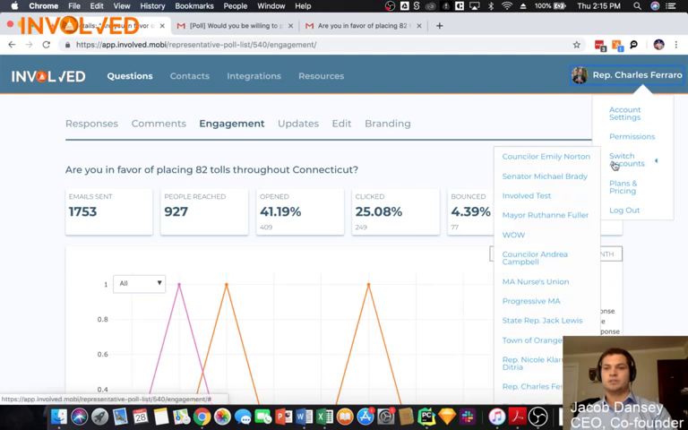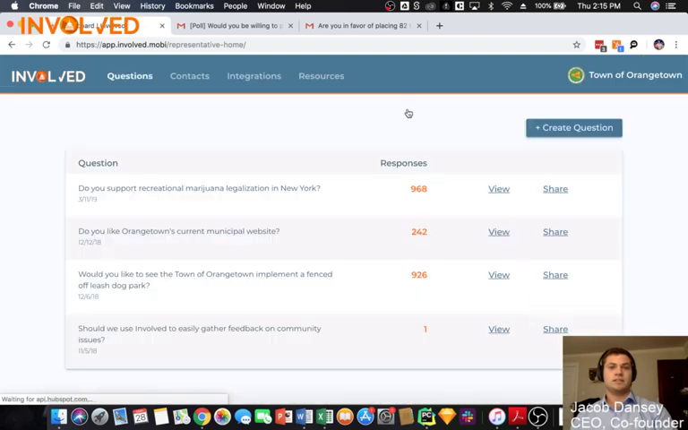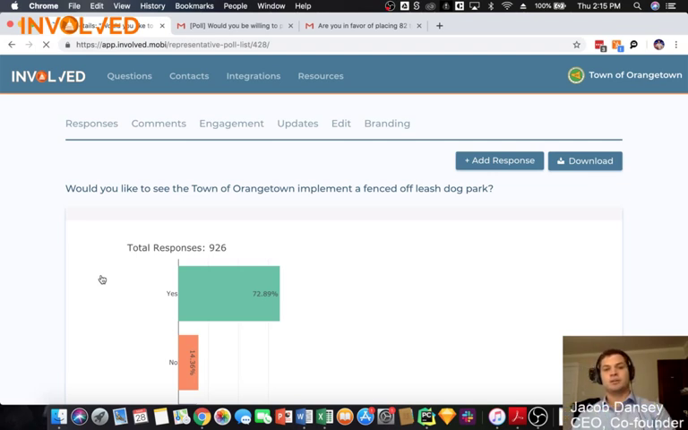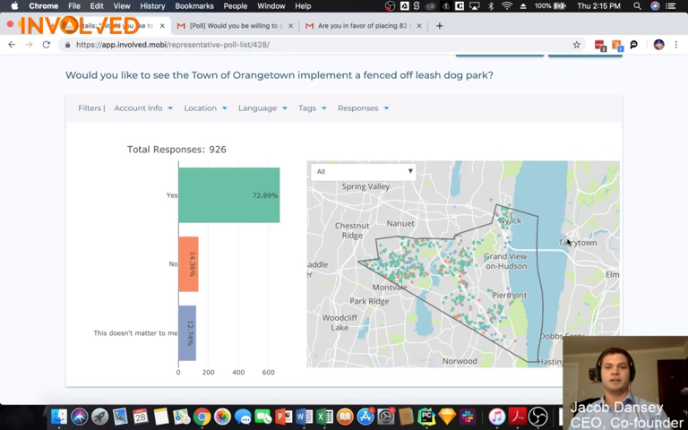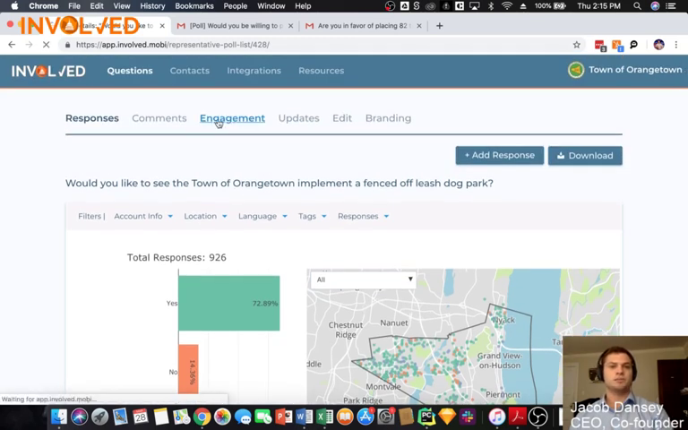So for this example, they've run 3 questions so far. The first one that they ran was asking residents if they wanted to implement a fenced off-leash dog park. Over 900 people responded to the question, and of those, about 500 were completely brand new contacts that shared the question on Facebook, on Twitter, and were obviously in support of a dog park and excited about being able to contribute their own thoughts on this issue.